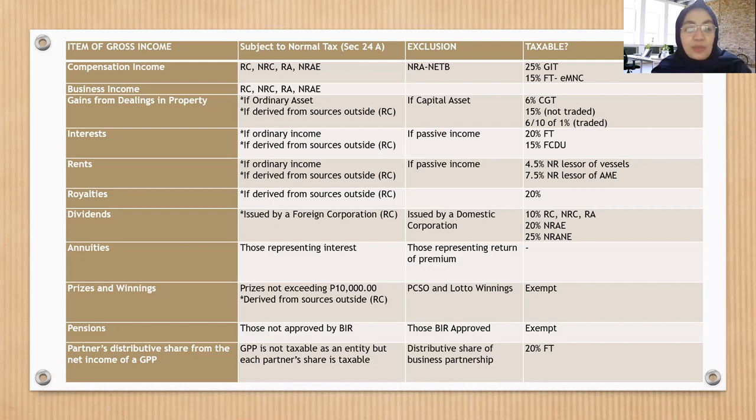Prizes and winnings: prizes not exceeding 10,000 are actually subject to normal tax. But if the prize exceeds 10,000, then it's subject to final tax of 20%. Winnings, if it is a PCSO or lotto winnings, okay, the law specifically excludes it. It is exempted from income tax.